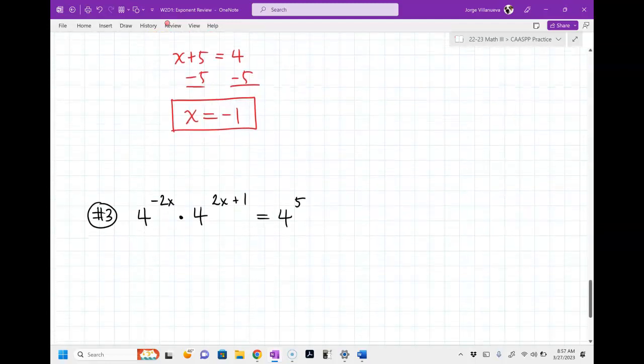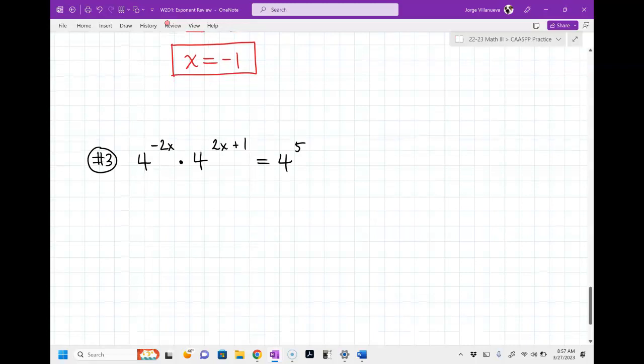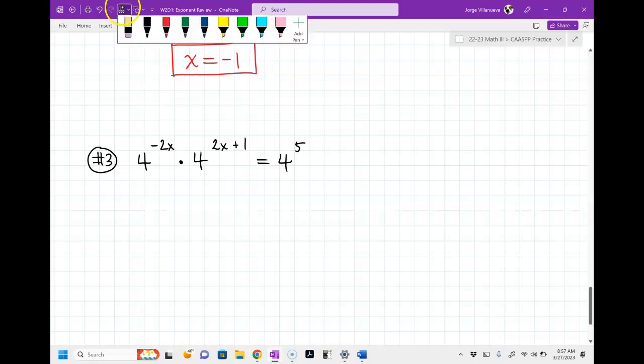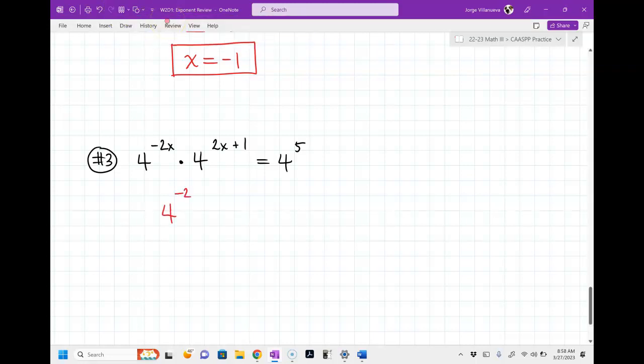So here's another one. The thing about this one is that all the bases match. But the property doesn't say that if you have multiplication of the same base equal to the same base, then you can set the powers equal to each other. It says if you have a base and a base, just two bases equal to each other, right? Right here I have like 2 on the left and 1 on the right. That's 3 of them. I need 2. So first I'm going to combine the left side. They both have a base 4. So I can add their powers together, right? So I'm going to write 4 to the negative 2x plus 2x plus 1 equal to 4 to the 5th.